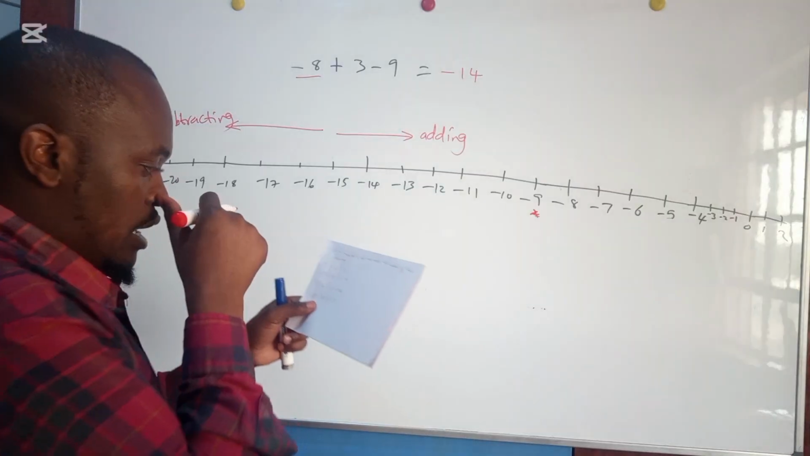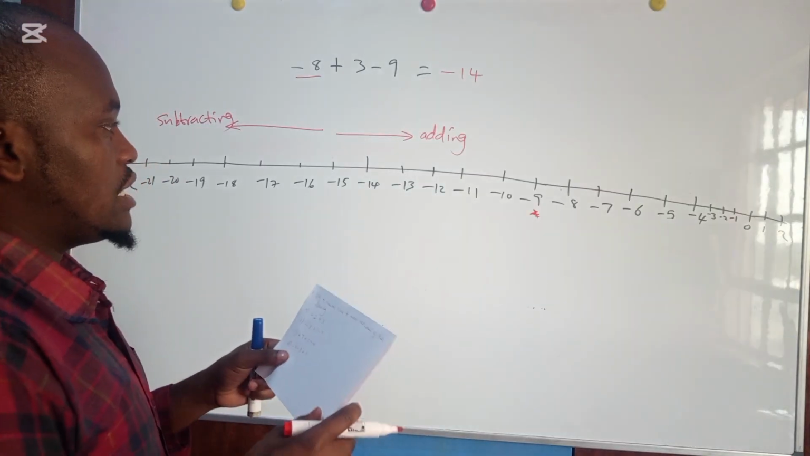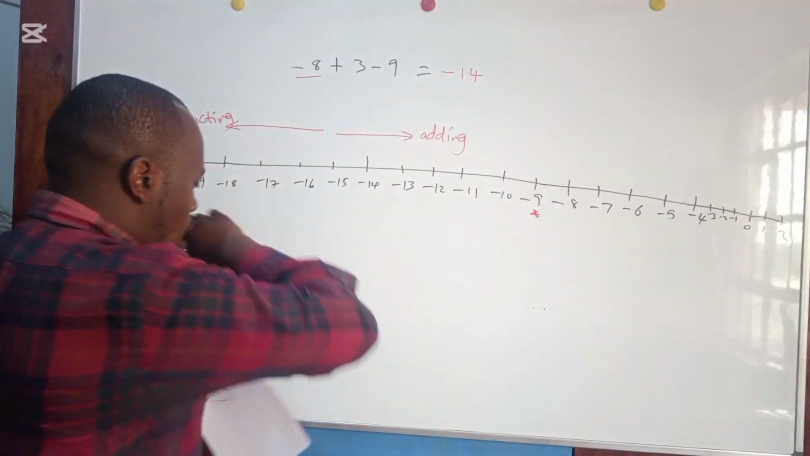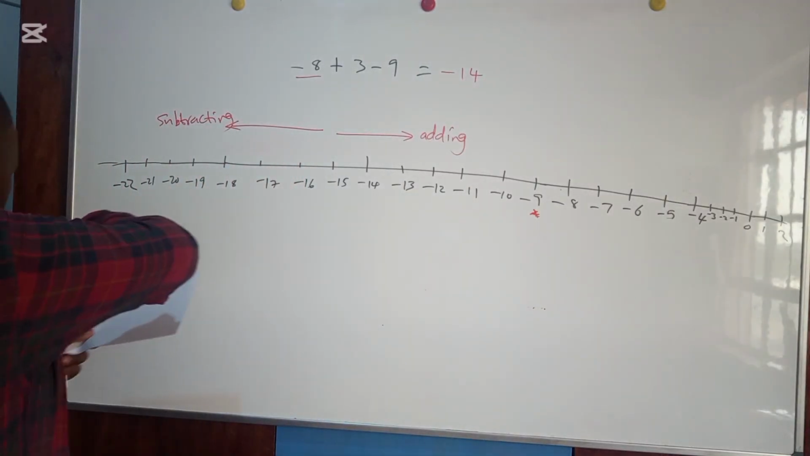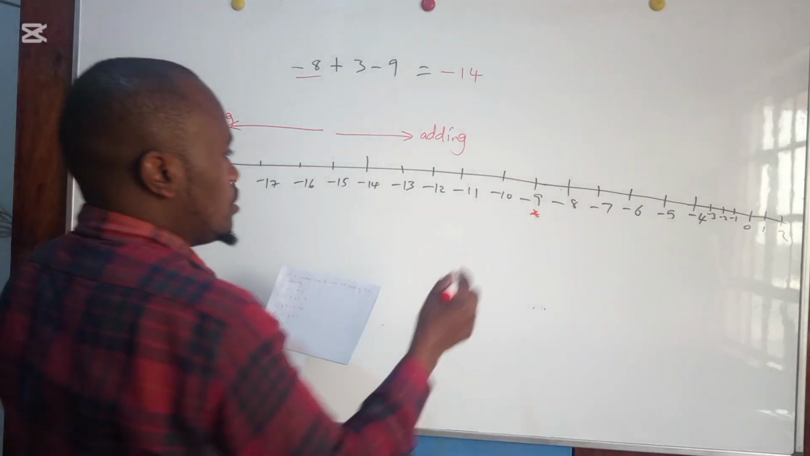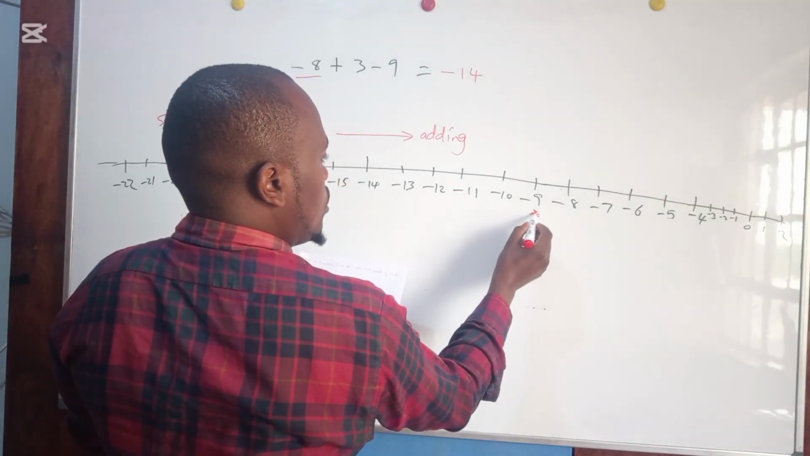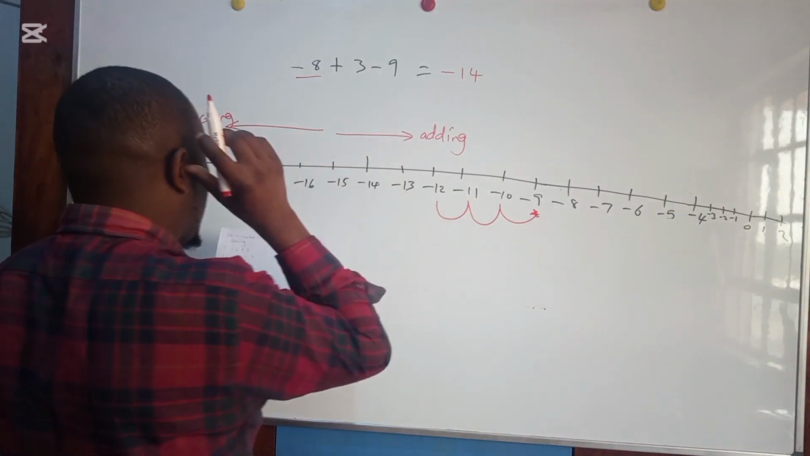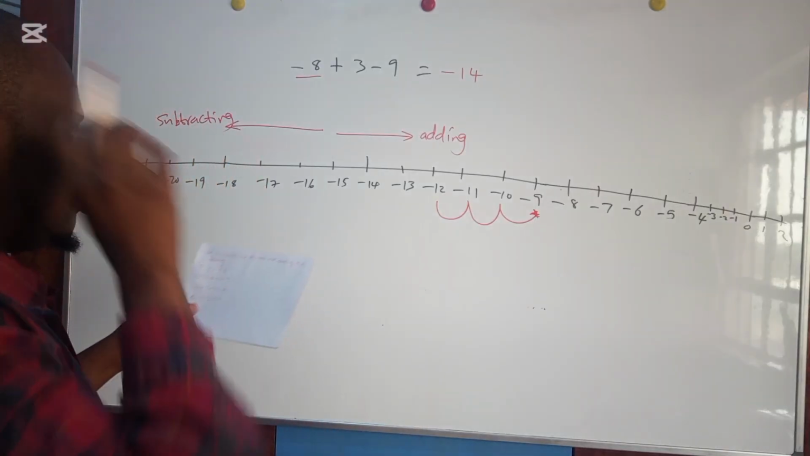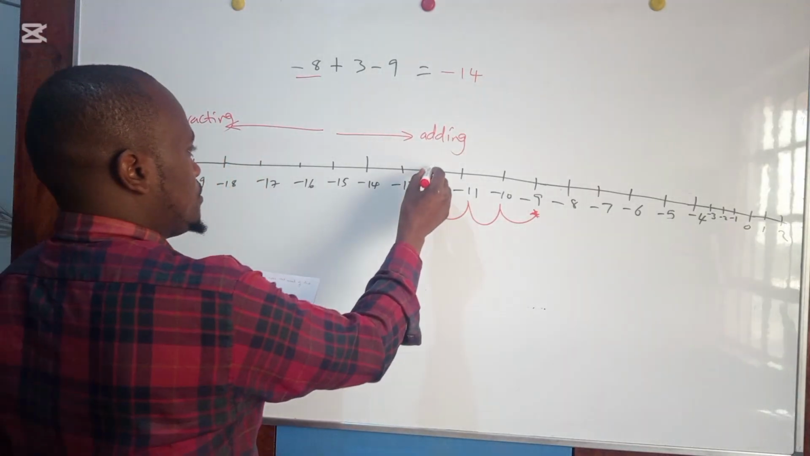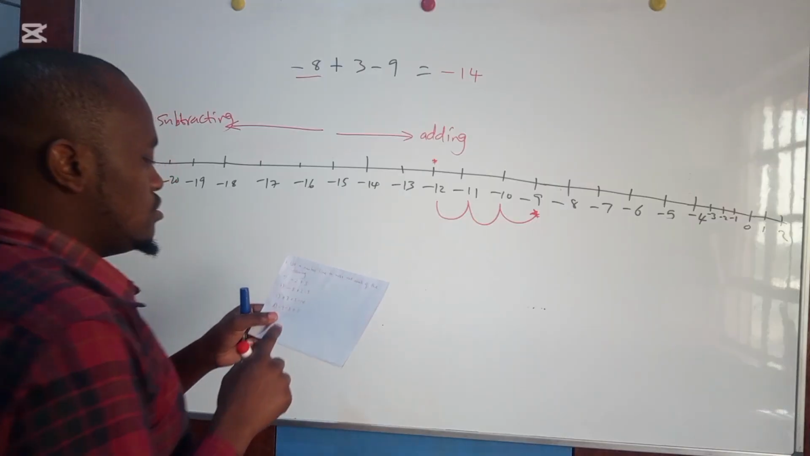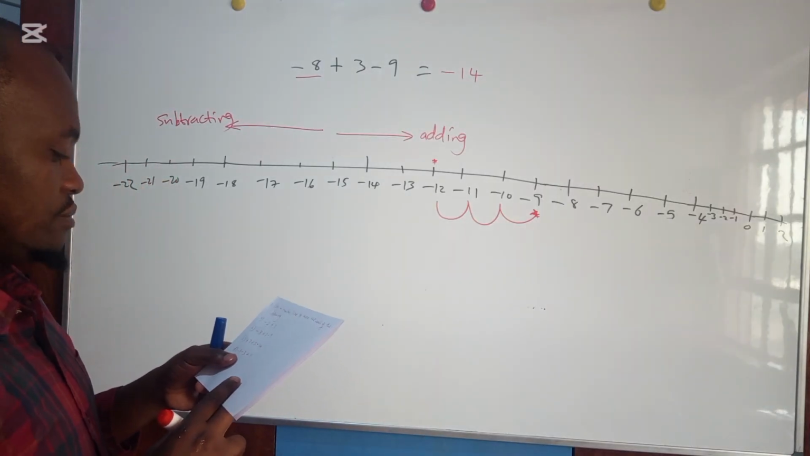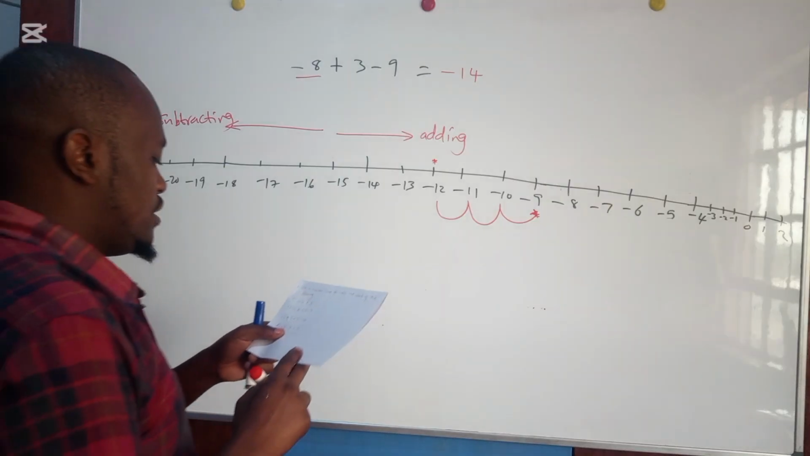-9. You are told -3. Subtracting, you go left. 1, 2, 3. Where do you settle? At negative 12. Then you add 11.